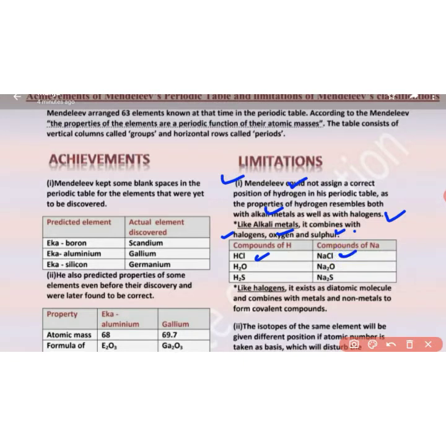Similarly with oxygen it forms H2O, and alkali metal like sodium also forms Na2O, and with sulfur it forms H2S. Similarly alkali metal sodium also forms Na2S. So like halogens, it exists as a diatomic molecule. That means hydrogen exists as H2. Halogens like chlorine also exist as diatomic molecules and combine with metals and non-metals to form covalent compounds.